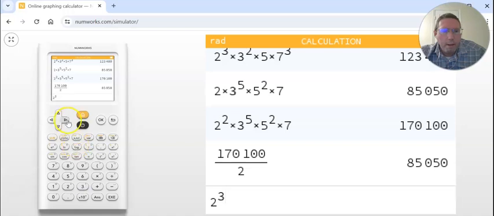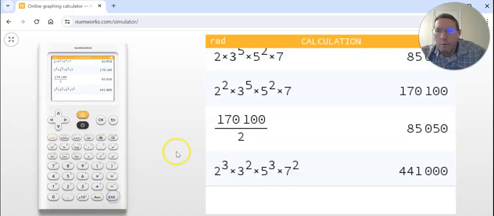2 to the 3rd, come out of the exponent, times 3 squared times 5 to the 3rd, come out of the exponent, times 7 squared. All right, execute. I get 441,000.